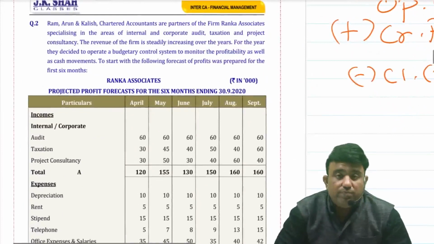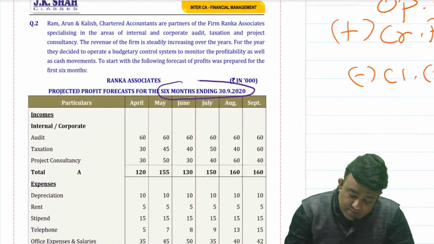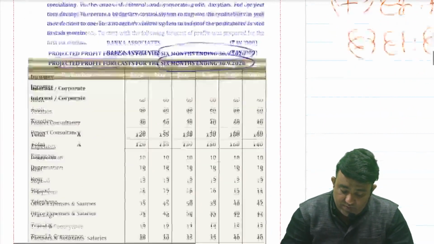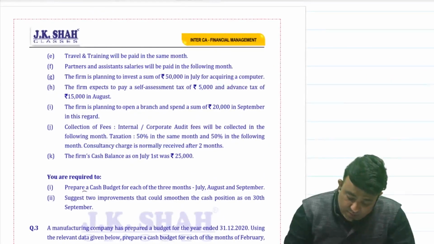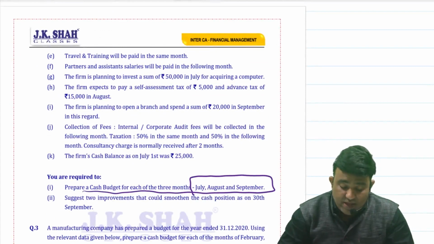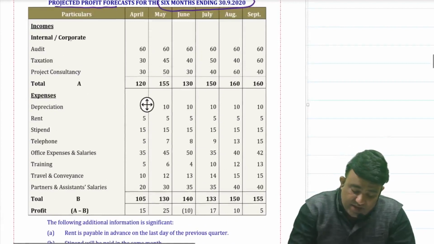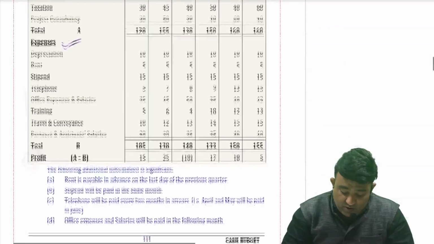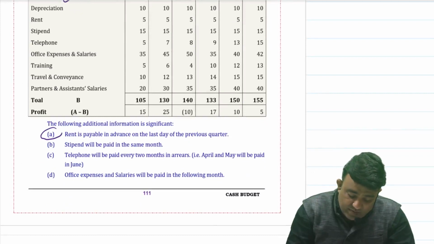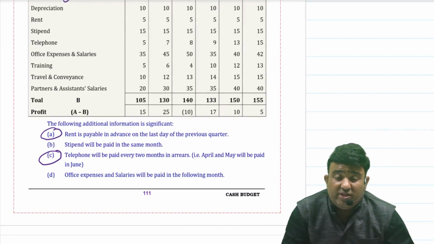Student question 2. Yes, they've given 6 months budgeted projected P&L account, but student, your target is to prepare cash budget for the month of July, August and September, and all the points they've given as far as income and expense are concerned in the form of budgeted P&L. But what we are supposed to do is target one by one point, and student, as far as this example is concerned, A and C are only a little different. Rest all the points are very simple.